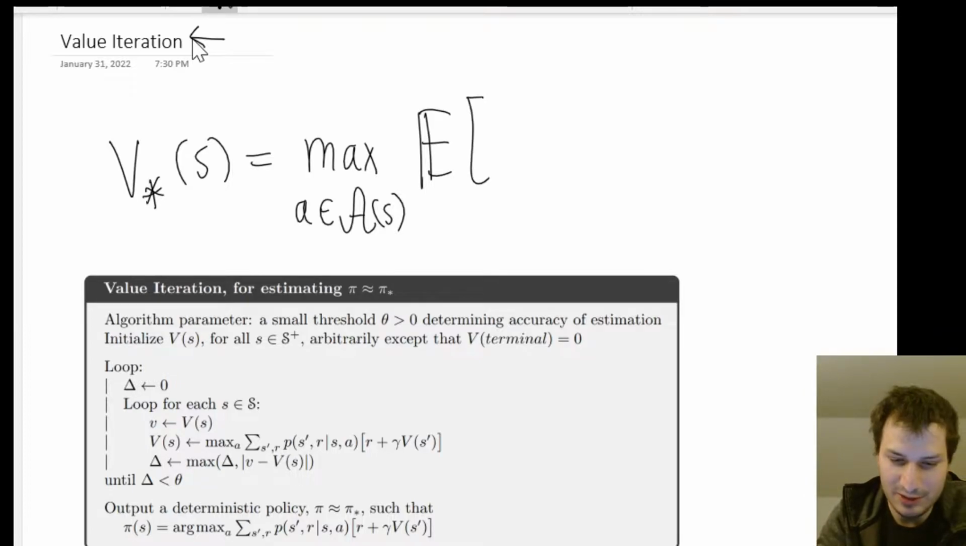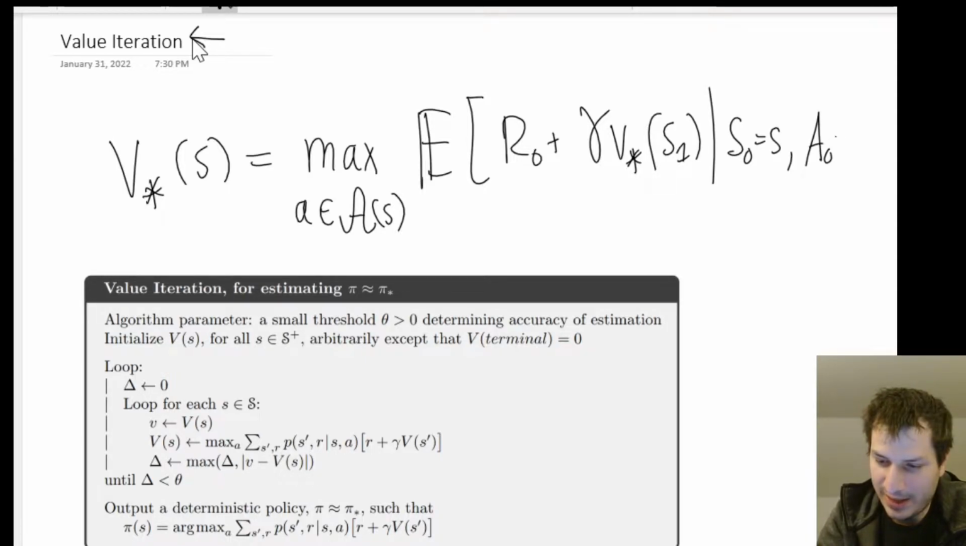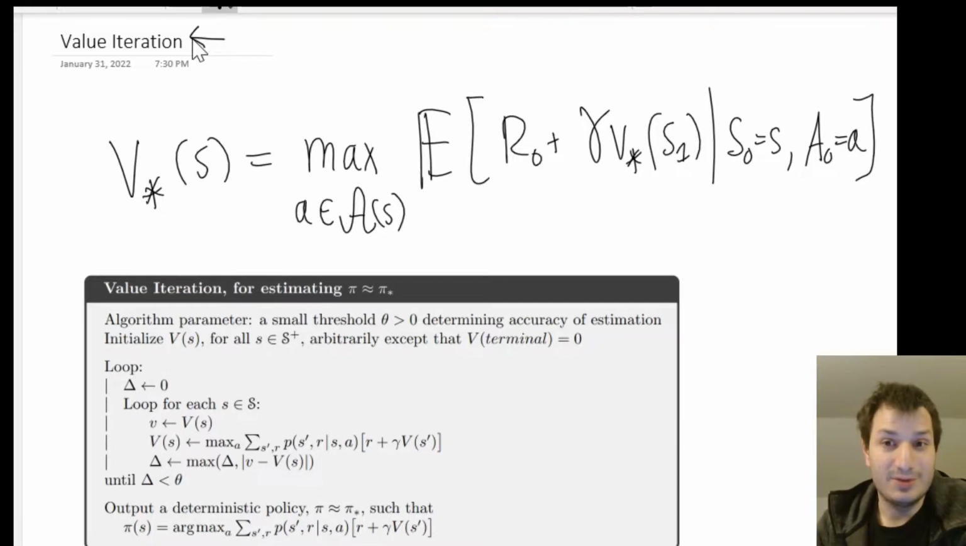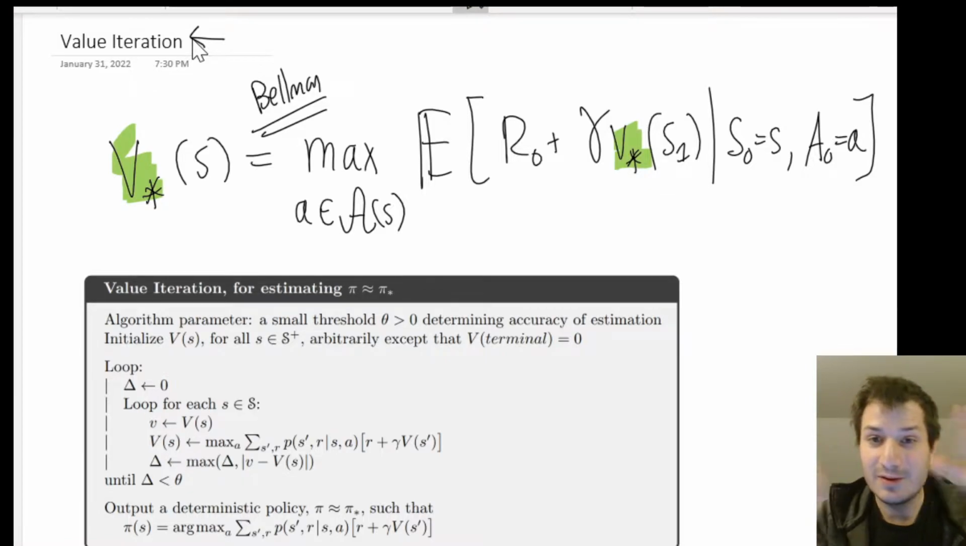It's the expected value of the reward you get now, plus gamma times the reward you get after one step, given that you're in state S now and you play action A. So this is the Bellman equation. And we want to go from knowing this equation to solving for V. And of course, V appears on both sides. So it's some kind of system of equations that you want to solve. And the value iteration algorithm is the simplest possible way to solve for this.